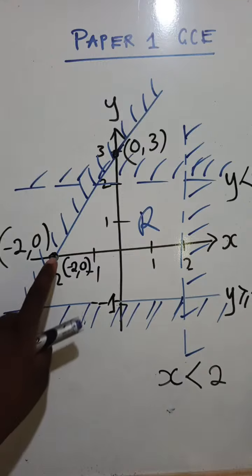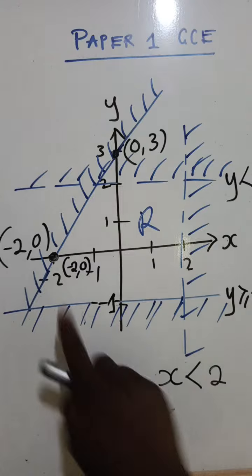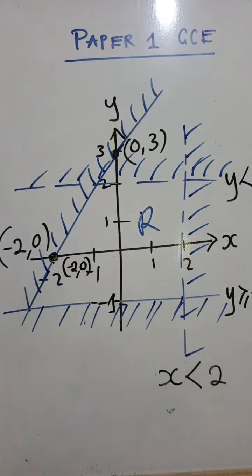These are the points where it's passing. Do we know how to identify the points before I do this? Are we okay with identifying the points?